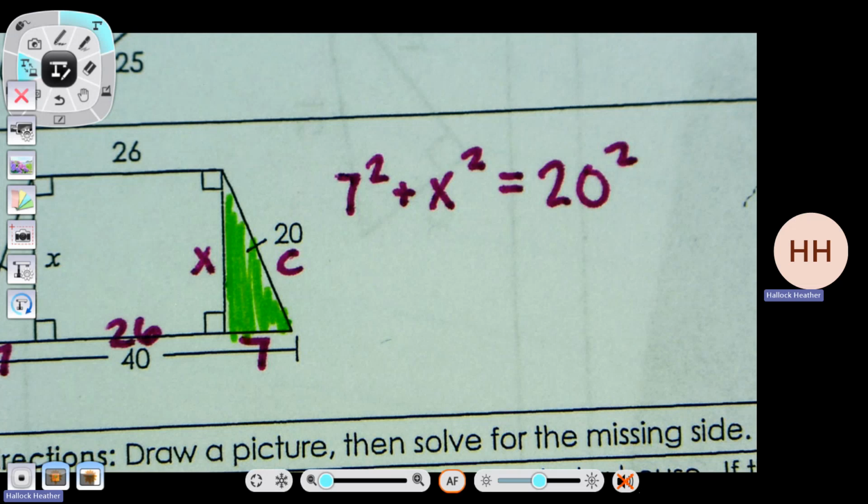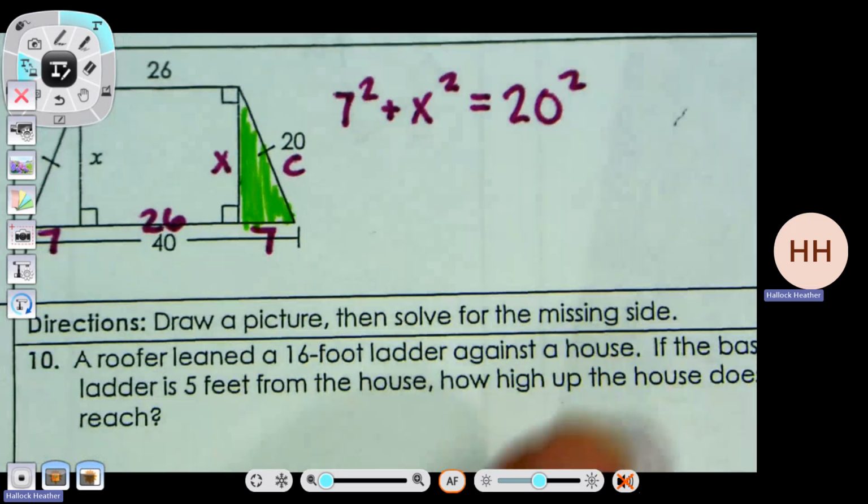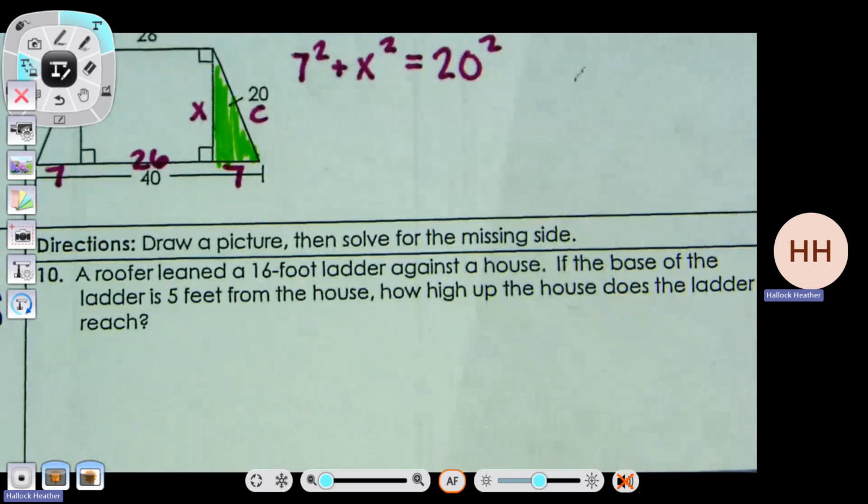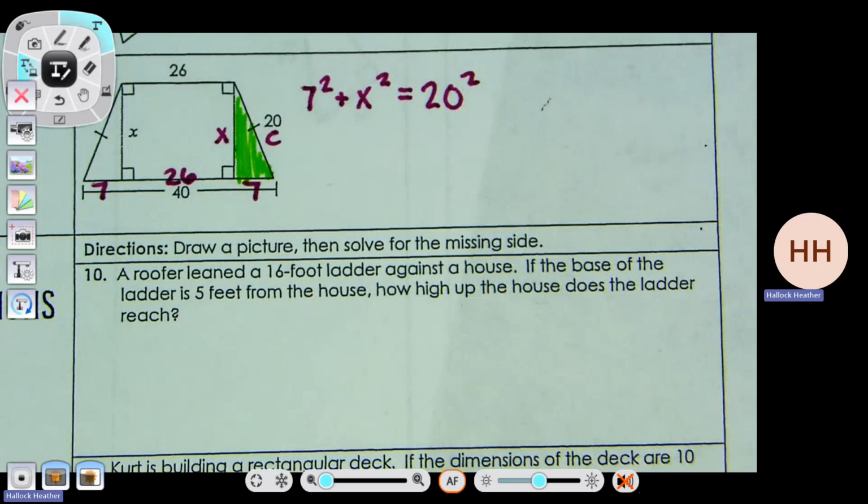Okay, we're gonna do one word problem. I know you guys love those. They're your favorites. Mine too. So this one's 18.7 that you should have got. Let's do number 10 because it's directly underneath it. Number 10 says a roofer leaned a 16-foot ladder against a house. If the base of the ladder is 5 feet from the house, how high up on the house does the ladder reach? And you're like, great, words.